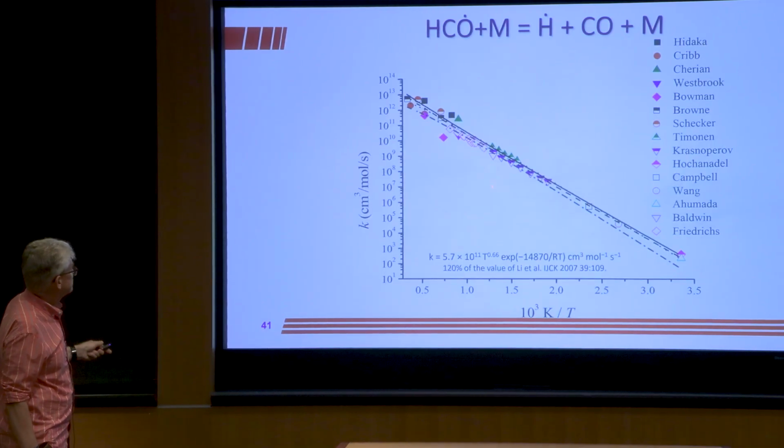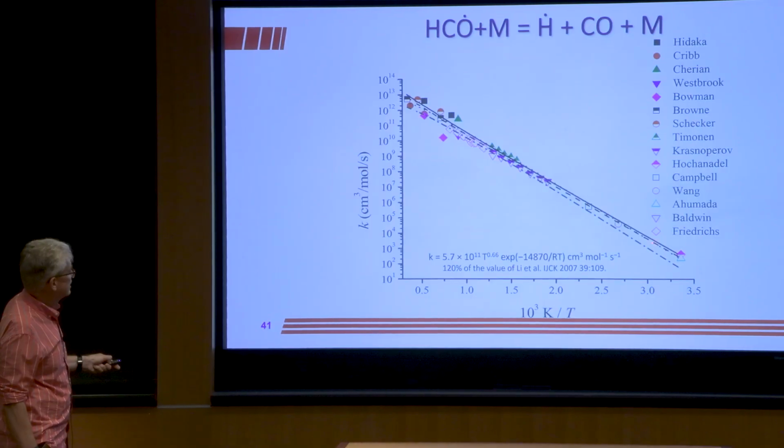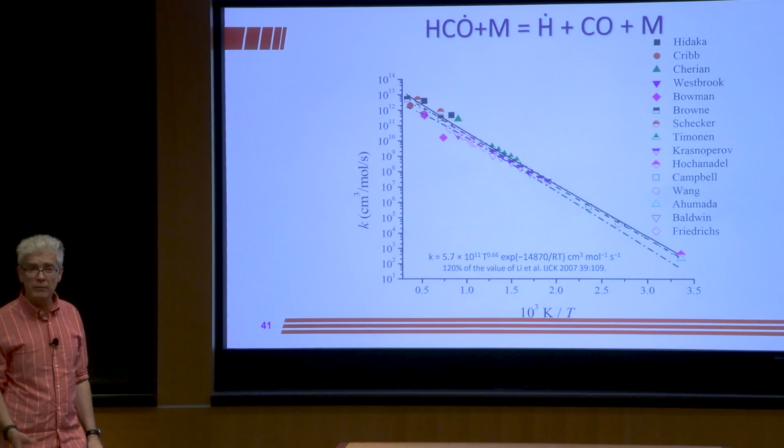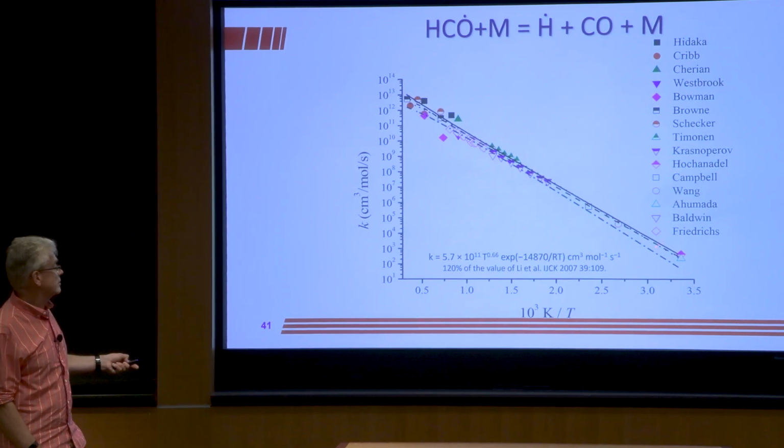I don't know what the dot-dashed line is, maybe I'll come back to it. But this one is a rate constant that was in a mechanism I pointed out earlier, Lee and Dryer, a mechanism that was published here from Princeton in 2007. And then we increased that rate constant by 20%, which is that solid line.